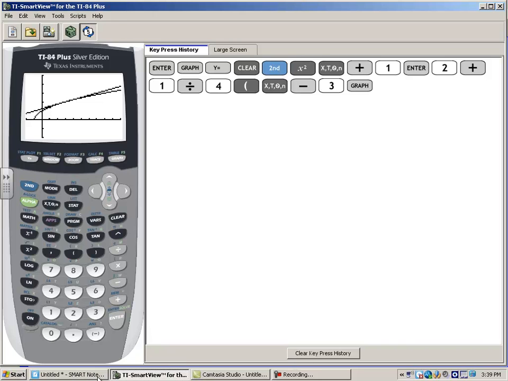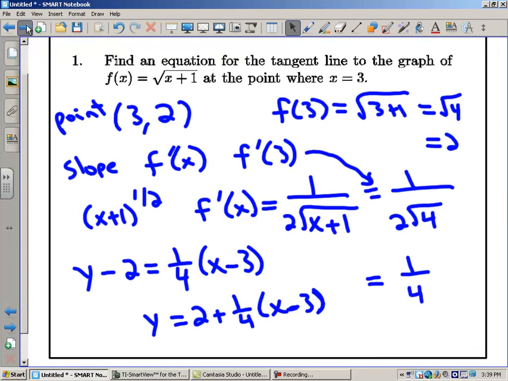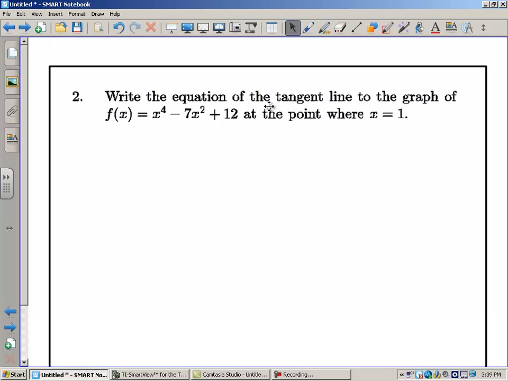Let's go do another example. Write the equation of the tangent line to the graph of f of x equals x to the 4th minus 7x squared plus 12 at the point where x equals 1. Well, if you're going to write the equation of a tangent line, you need two things. You need a point and you need a slope. The point is 1 comma f of 1. You have to plug 1 into that equation to get the y coordinate.